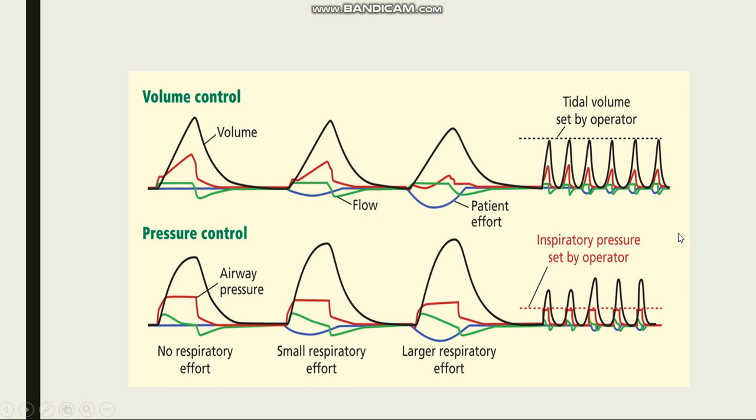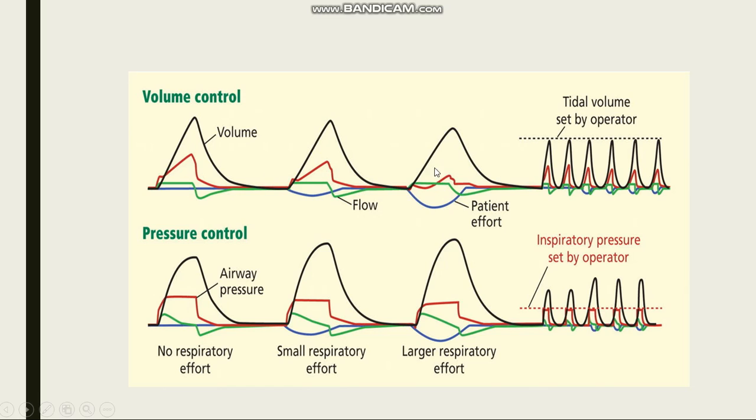This is a normal setting of mechanical ventilators, especially positive pressure ventilation. There are two types of settings: volume control setting and pressure control setting. In volume control setting, the operator will set a specific tidal volume, also known as target volume. This target volume is maintained throughout the phase of respiration.